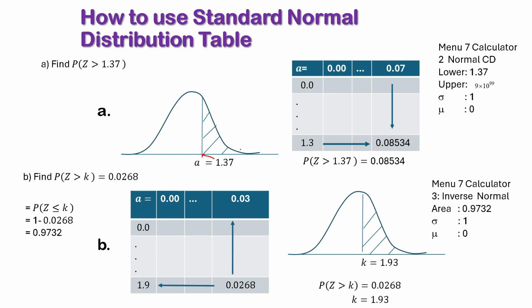So now we want to find the probability Z greater than 1.37. If this is Z, the Z value 1.37, what is the area there, the shaded area? In your normal distribution table, you find 1.3 and then 7. So the area will be 0.0853. First of all, let me show you the normal distribution tables.